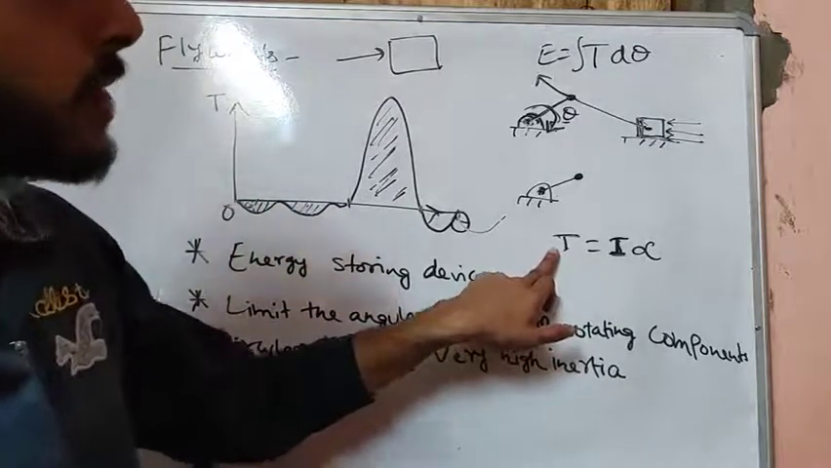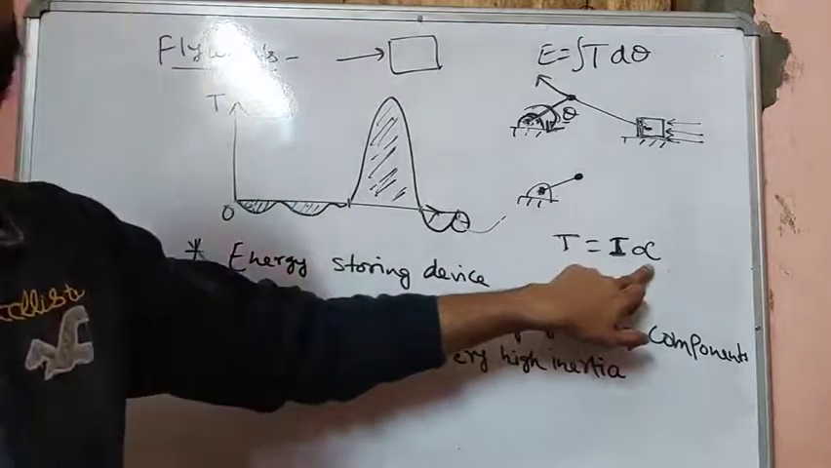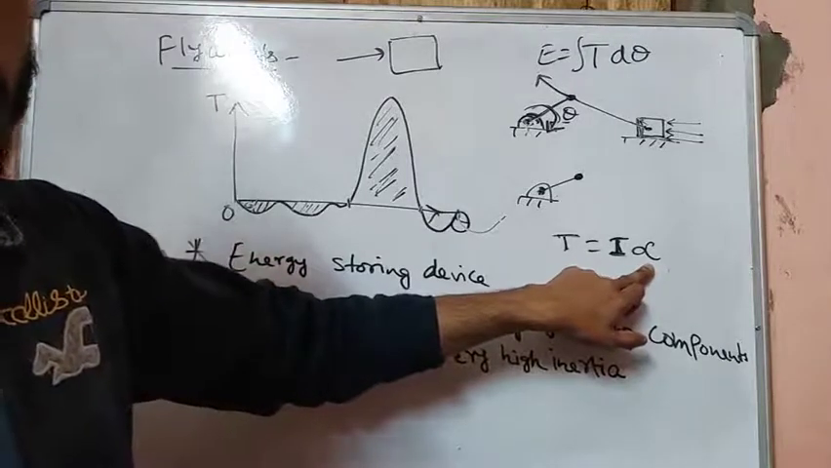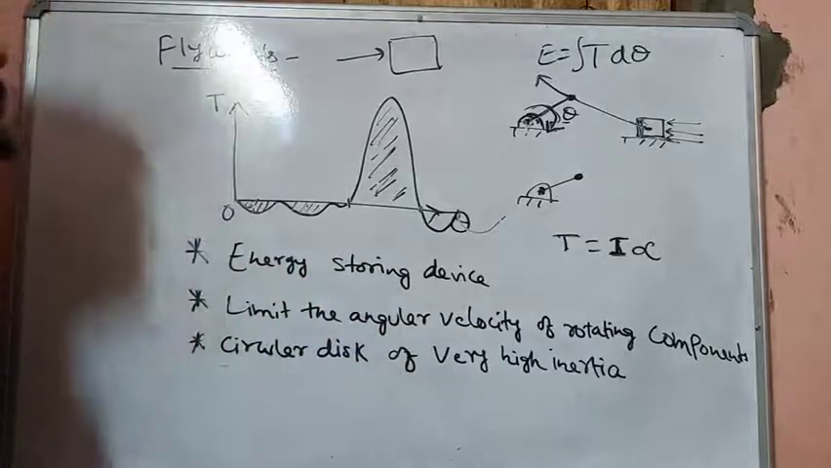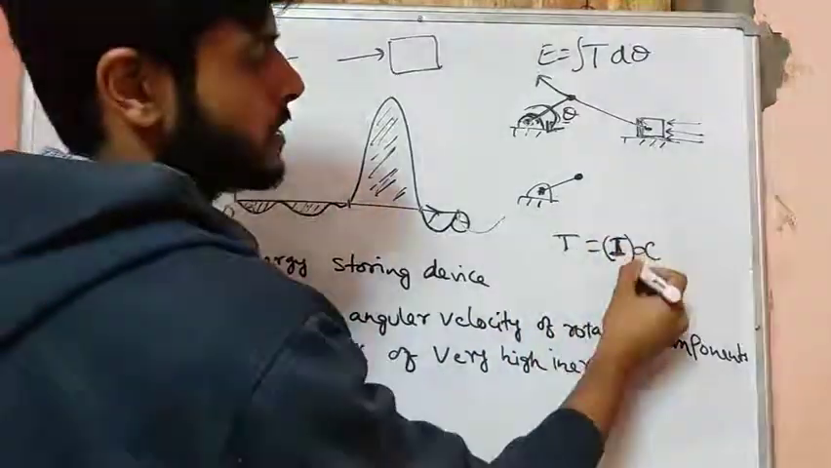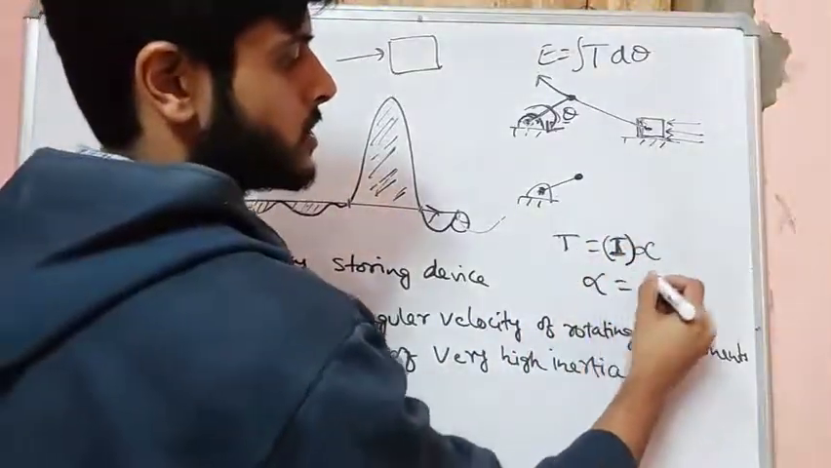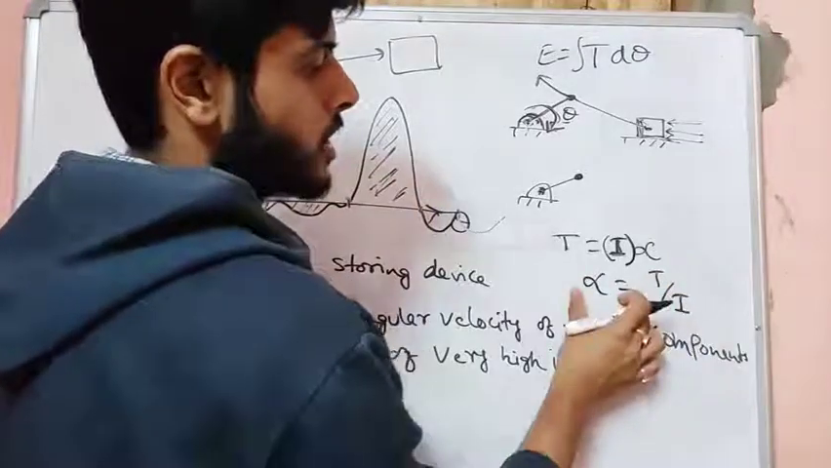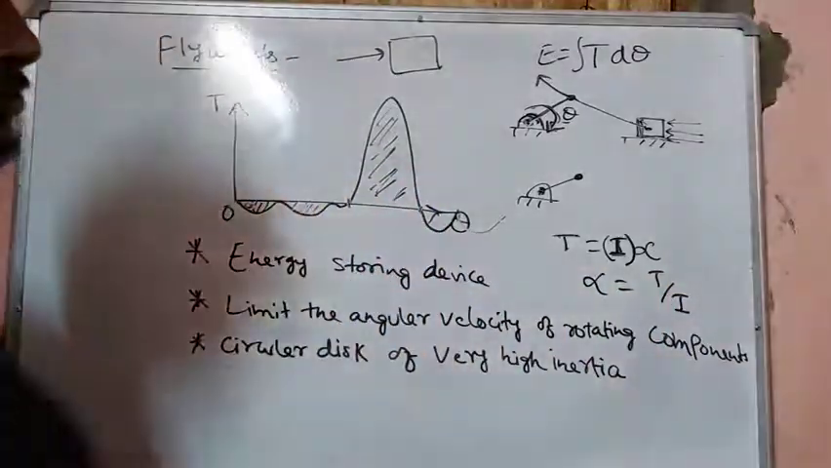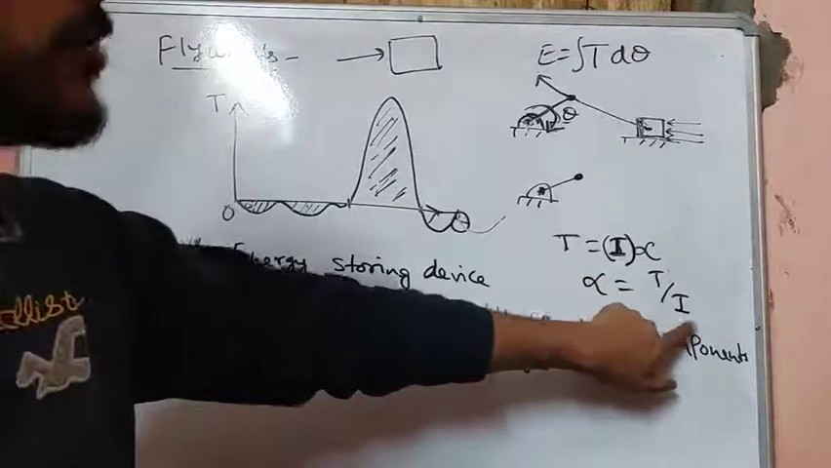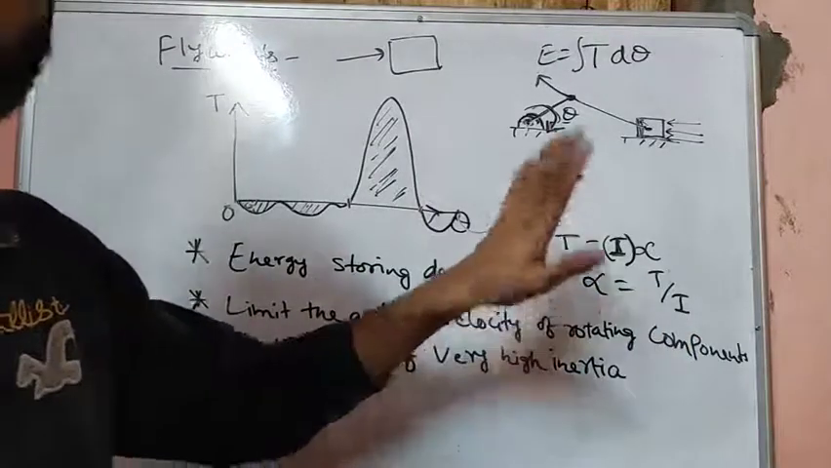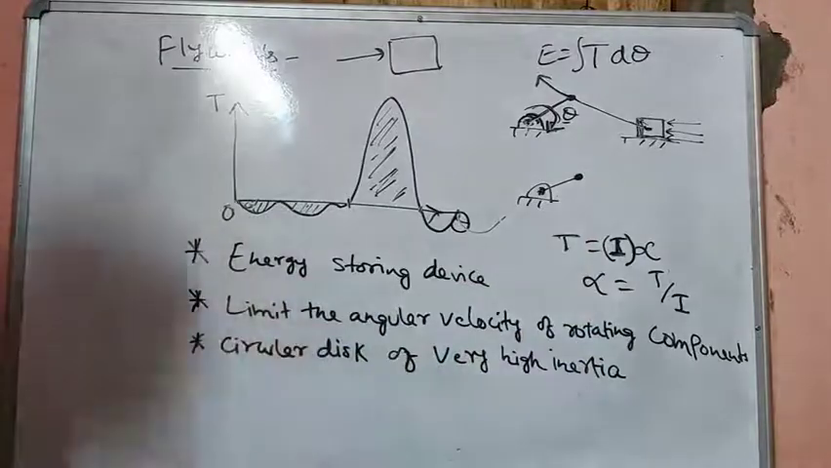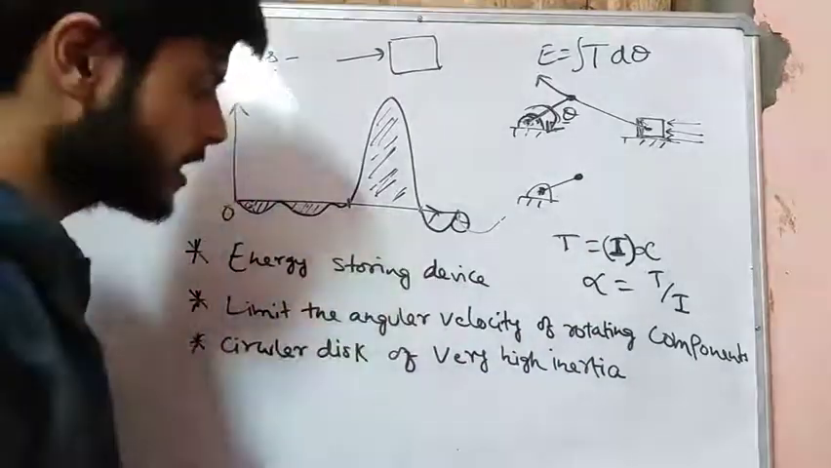So what happens is that it limits the angular acceleration. If the angular acceleration is limited, the angular velocity will also be limited. So if this inertia is very high, the angular acceleration, as you can see from this, will be limited. For the same amount of torque, a high moment of inertia causes the angular acceleration to be less and the angular velocity to be limited. So this is the idea.